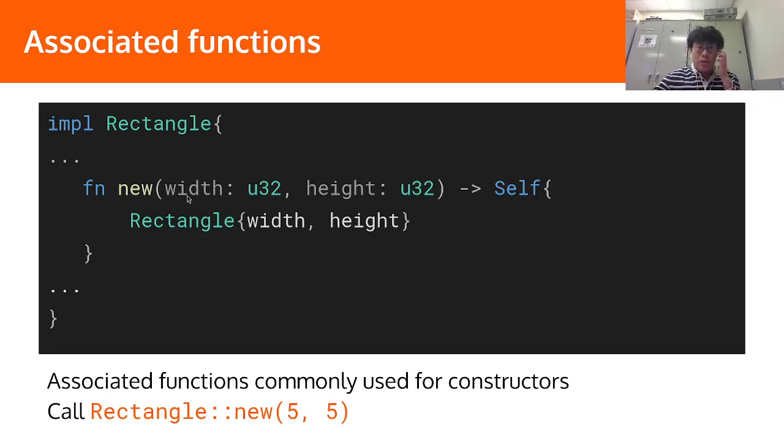One example that is commonly used is for constructors. So here we define a constructor with the function new, and notice here it doesn't take in ownership, it doesn't take a reference, it doesn't take a mutable reference. What it does is that it takes in the width and height, and it creates a new instance, right? So actually, how do you call that? The syntax to call that would be the type rectangle with two colons, and then the name of the function itself.